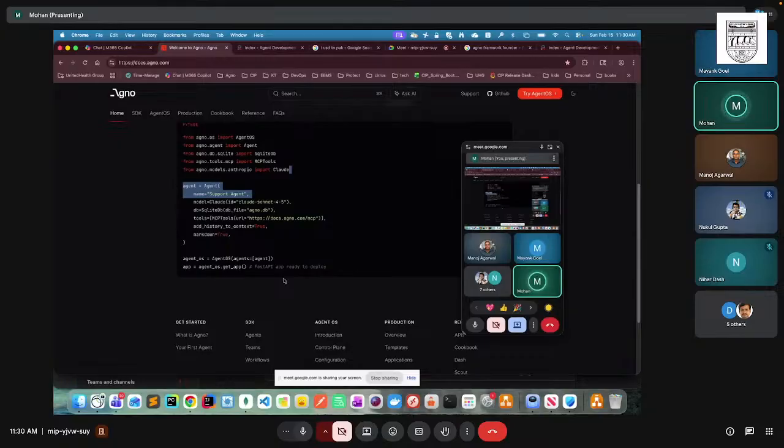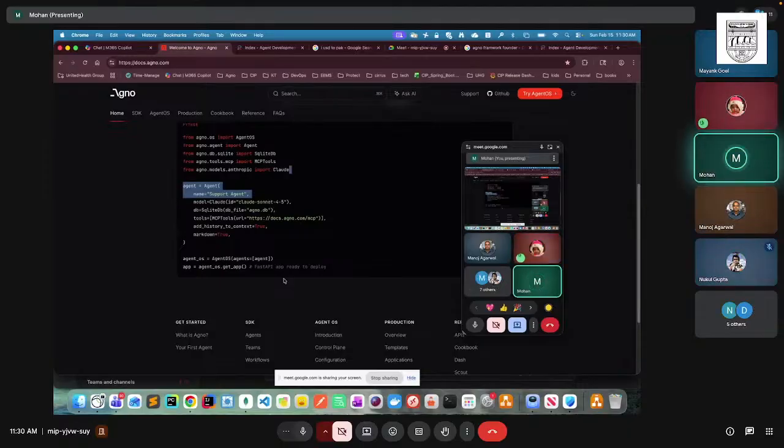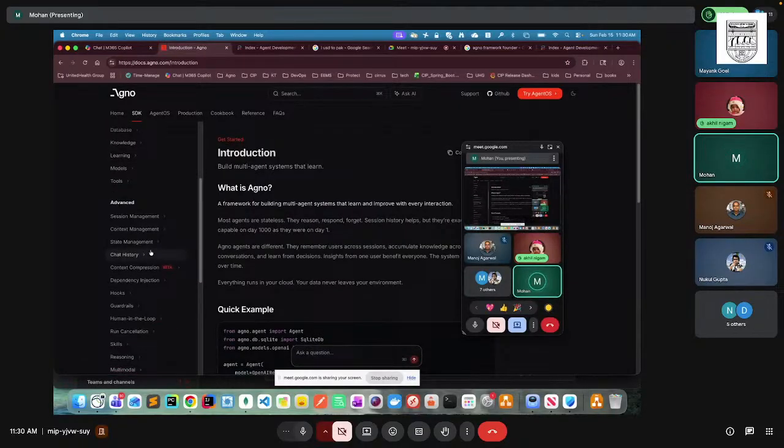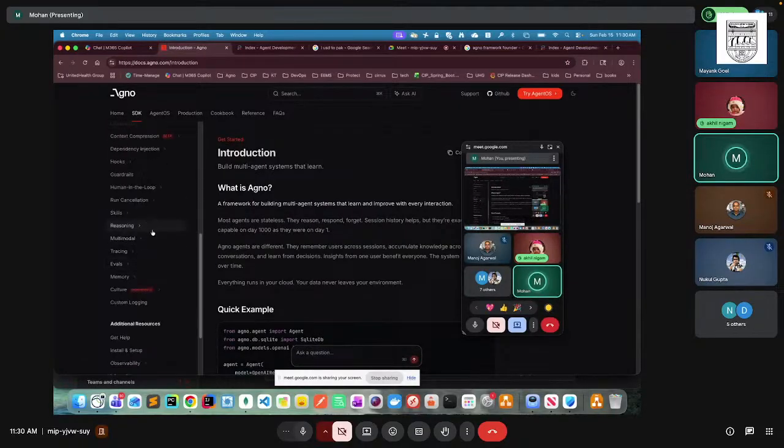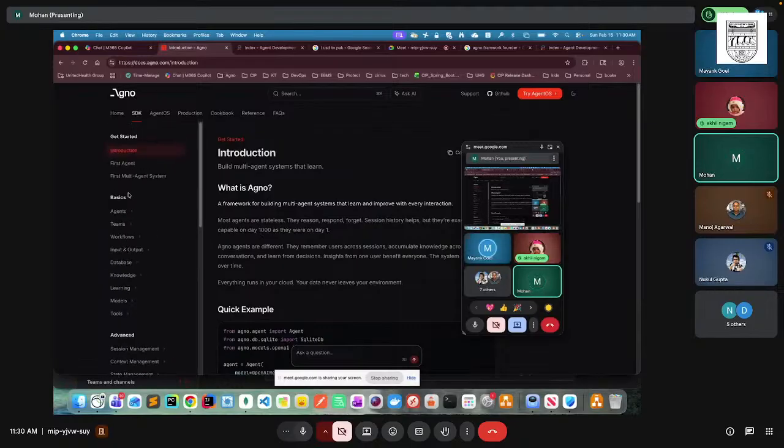So on a high level, agent workflow is, as I was saying, the predefined task. Agent means one particular agent, team means multiple agents you are clubbing together, and Agent OS is the UI. If you go to the documentation of this one, everything he covered is there.